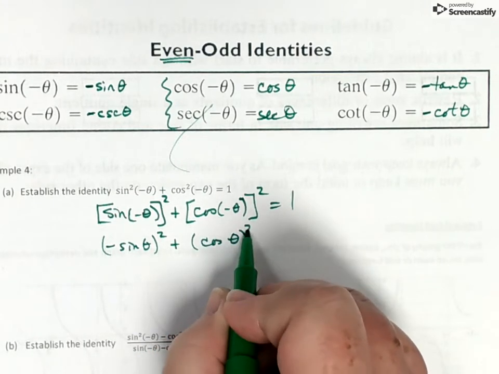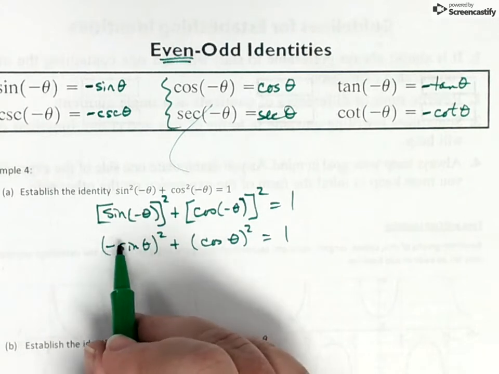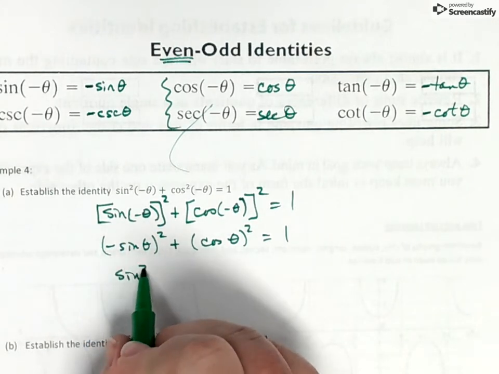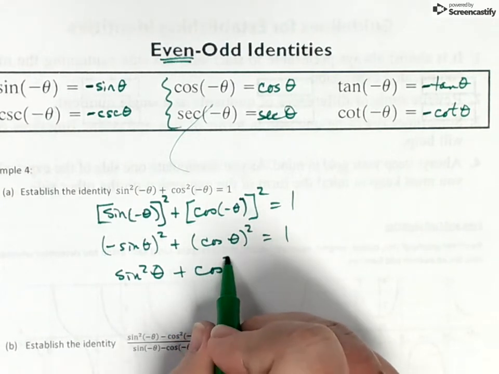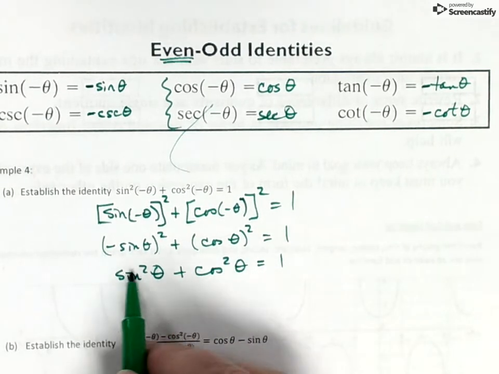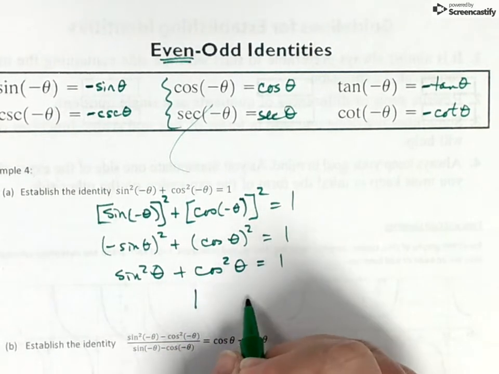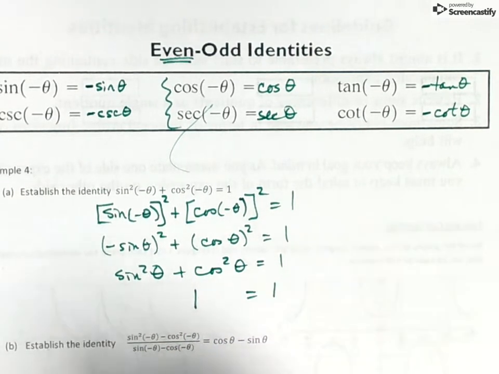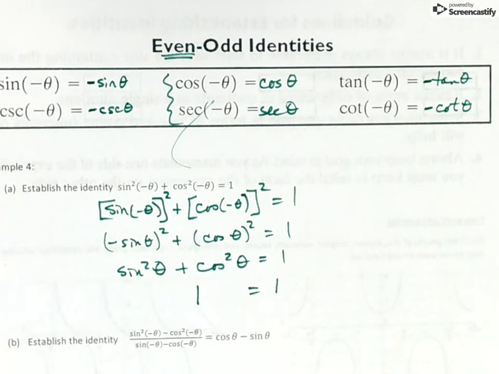Cosine of theta squared. Well, negative times negative, so a negative squared would give me positive sine squared theta. Cosine theta all squared is cosine squared theta. And that is a Pythagorean identity. It's worth 1. And 1 is always equal to 1. So we have established an identity that had even and odd particles to it.